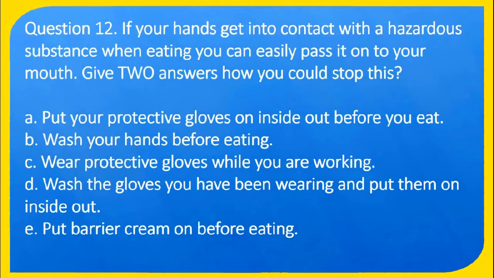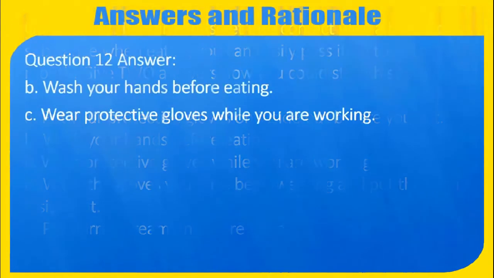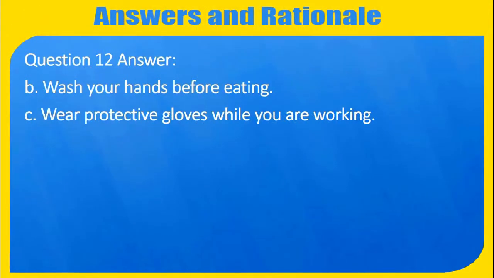Question 12. If your hands come into contact with a hazardous substance, when eating you can easily pass it on to your mouth. Give two answers for how you could stop this. A. Put your protective gloves on inside out before you eat. B. Wash your hands before eating. C. Wear protective gloves while you are working. D. Wash the gloves you have been wearing and put them on inside out. E. Put barrier cream on before eating. Question 12. Answer B. Wash your hands before eating. C. Wear protective gloves while you are working.